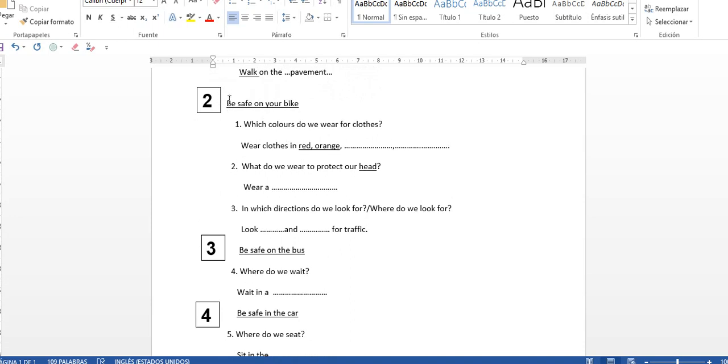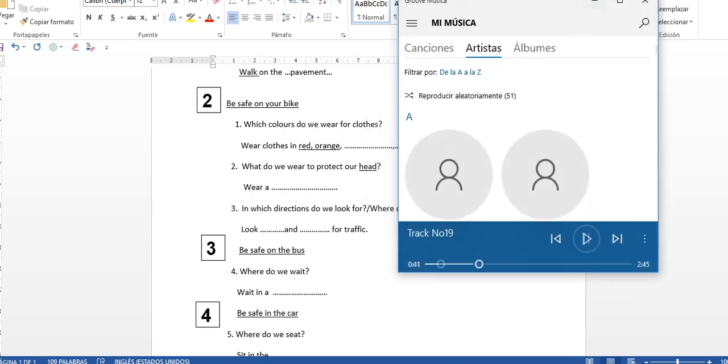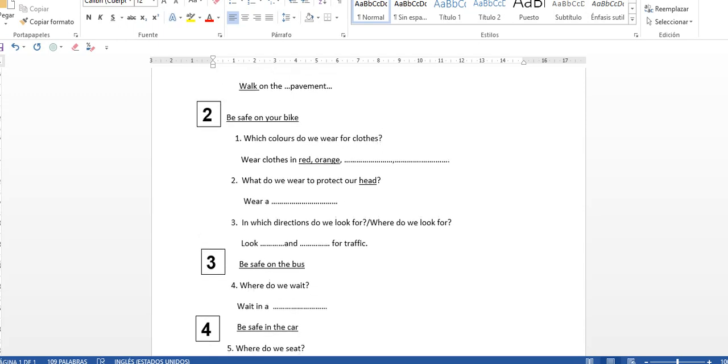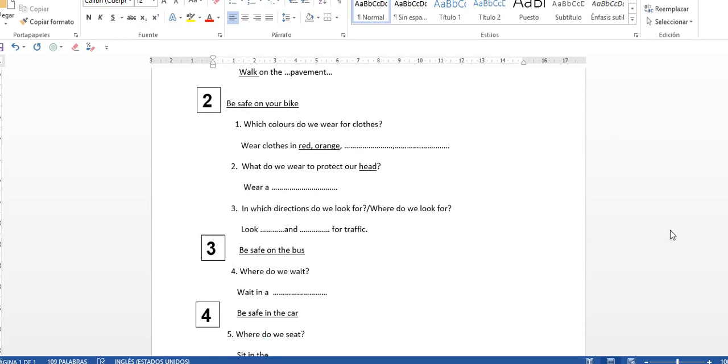Okay. 2. Be safe on your bike. Which colors do we wear for clothes? Wear clothes in red, orange. Okay, listen. Don't play next to traffic. Don't walk on the road. Walk on the pavement. Don't cross the road next to cars. You can't see cars or buses, and they can't see you.